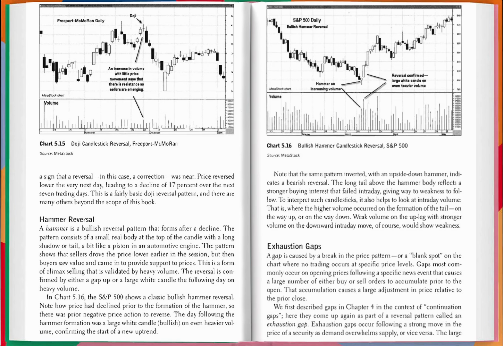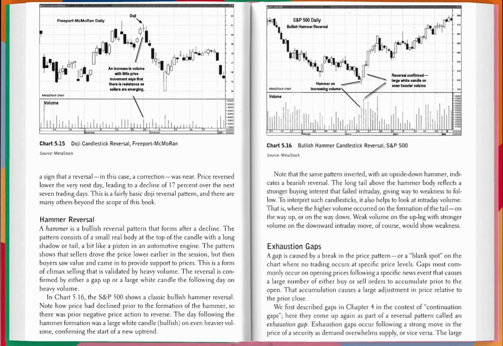The pattern shows that sellers drove the price lower earlier in the session, but then buyers saw value and came in to provide support to prices. This is a form of climax selling that is validated by heavy volume. The reversal is confirmed by either a gap up or a large white candle the following day on heavy volume.